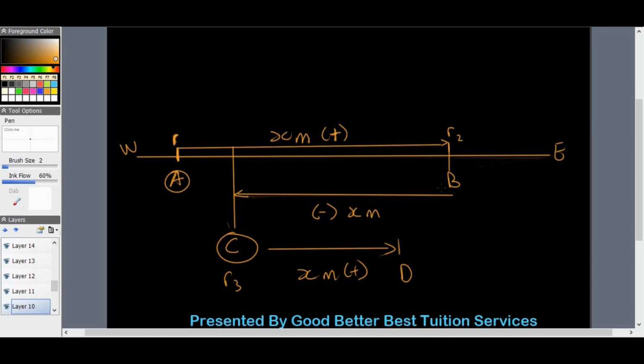Usually if an object is right of the origin, we go with positive, which I mentioned is the easterly direction. And of course, if it's going to the left of the origin or the reference point, then the position will be negative.